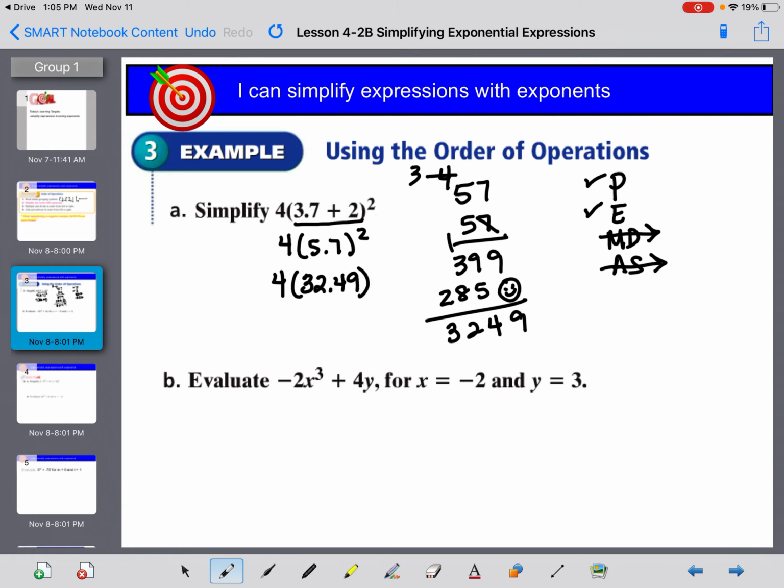So now the next step is to multiply. So 32.49 times 4. 9 times 4 is 36. 4 times 4 is 16, plus 3 is 19. 4 times 2 is 8, plus 1 is 9. And 4 times 3 is 12. 129.96.